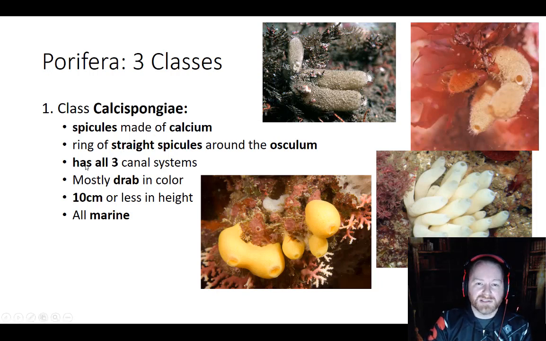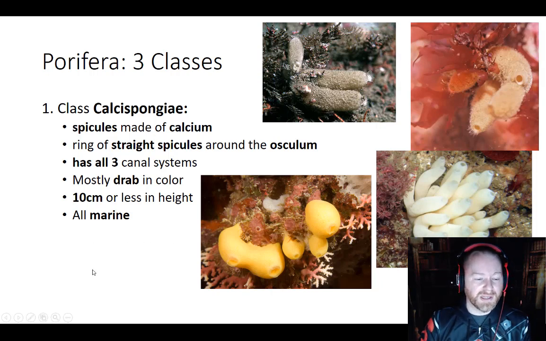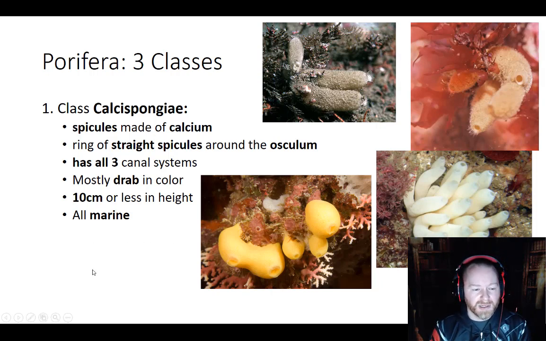All three canal systems can be found in this class of sponges. They contain all three. So if you were to break these open, depending on what species you had, you could find any of the three types of canal systems.